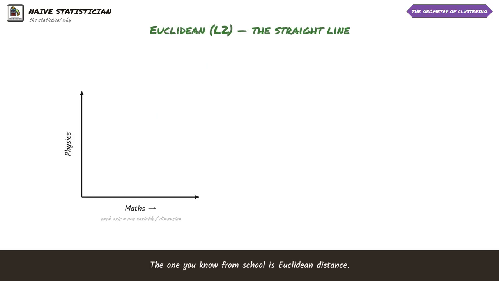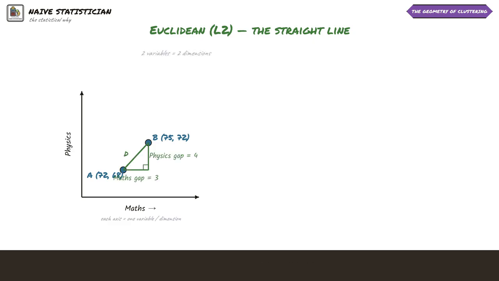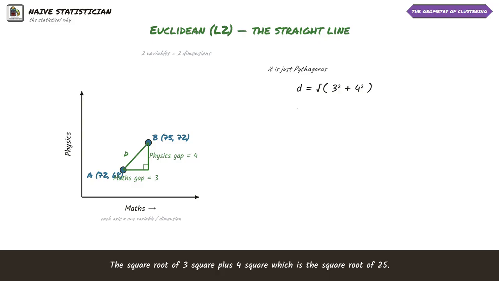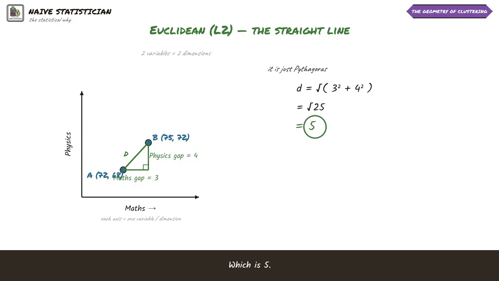The one you know from school is Euclidean distance, the straight line gap as the crow flies between the 2 points. It is just Pythagoras. Take students A and B on two subjects. A has maths 72, physics 68. B has maths 75, physics 72. Two variables mean two dimensions. So we plot them and drop a right angle triangle. The maths gap is 3, the physics gap is 4, and the straight line distance is the hypotenuse: the square root of 3 squared plus 4 squared, which is the square root of 25, which is 5.